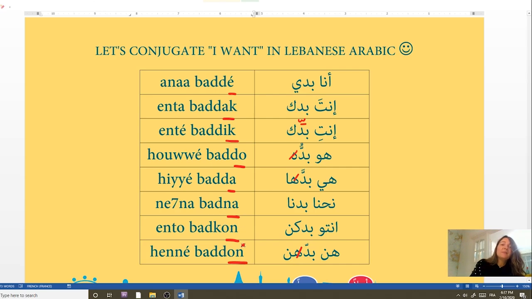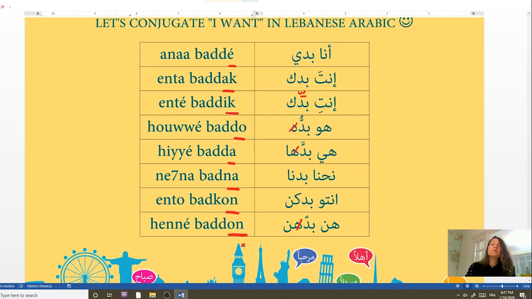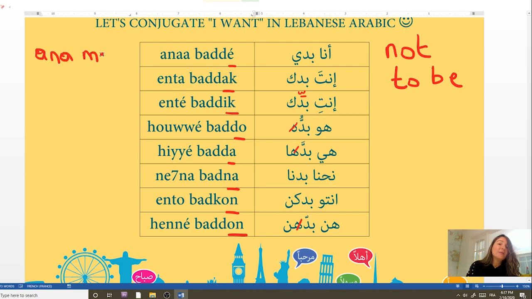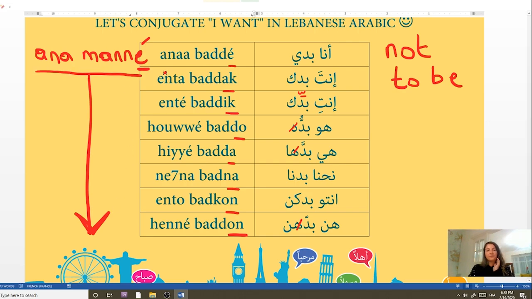For next time, let me give you verb not to be. In Arabic, it's not a verb. Verb not to be exists. I'm gonna write the first one, أنا مني, and I will ask you to guess on your own how you would continue conjugating: I am not, you are not, he is not, she is not, all of the rest. Because we don't have verb to be in the present in Arabic, but we do have verb not to be. So your homework will also be to conjugate this part.